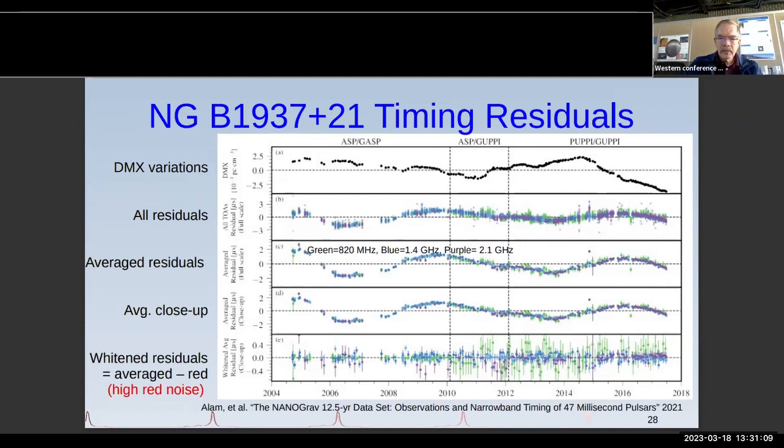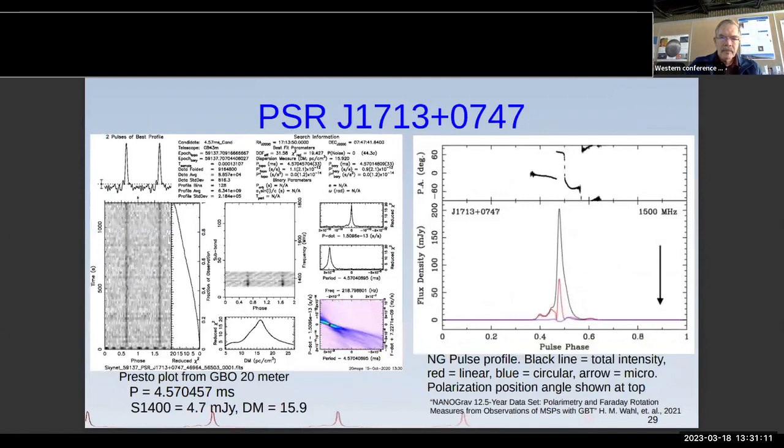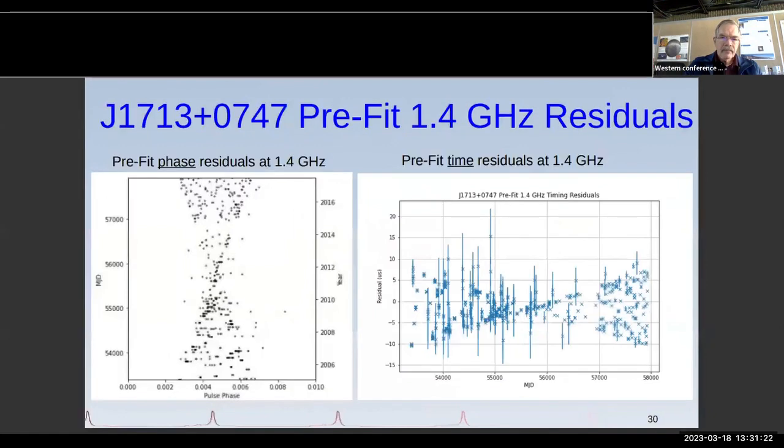So I'll quickly go through the other two. They look quite similar. This was J1713+0747. Nice strong peak on the profile. The pre-fit phase and time plots look completely different, and I don't know why. Again, I'd narrowed it down to just 1400 megahertz to get a slice. But again, you can see the residuals were much larger before they upgraded the receivers. They upgraded the receivers and the residuals all get smaller.